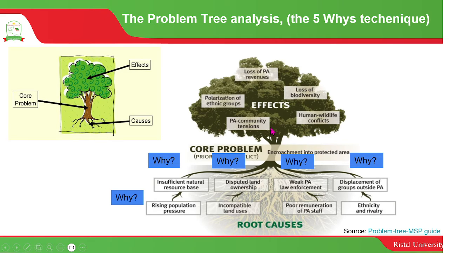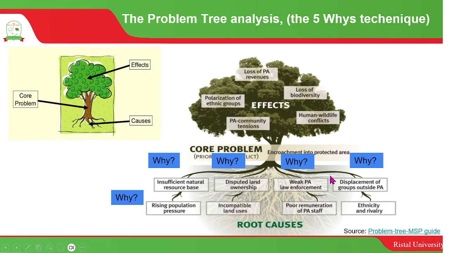Okay, so let's look at the diagram on the right, which has some examples. So here our core problem is an encroachment into a protected area. This is the main problem. But then you need to be able to understand why this encroachment is going on. Then you go down to the root cause analysis. So you ask yourself the five whys.